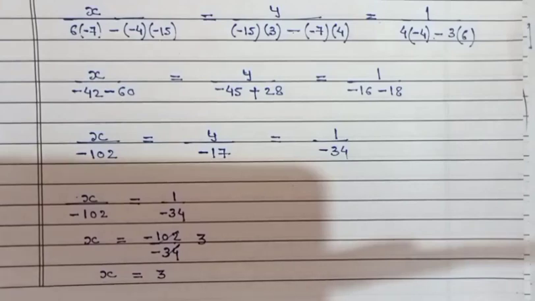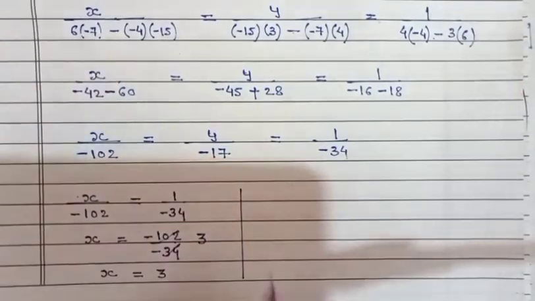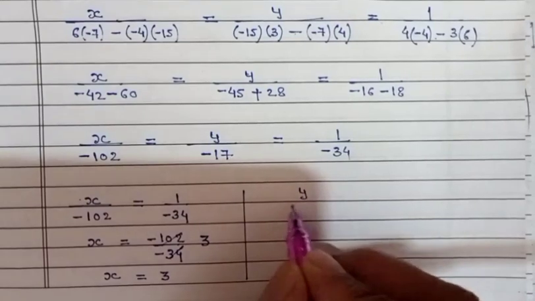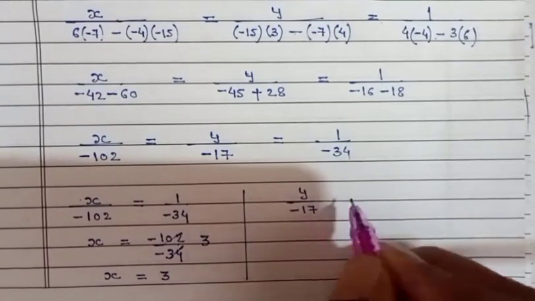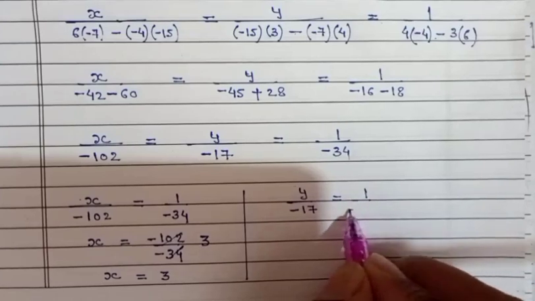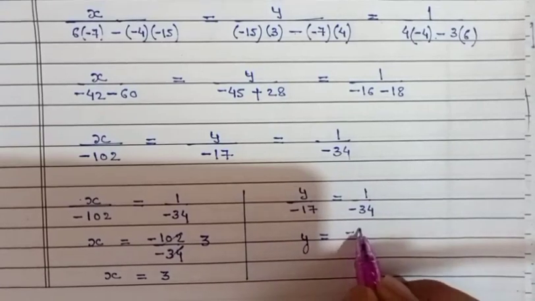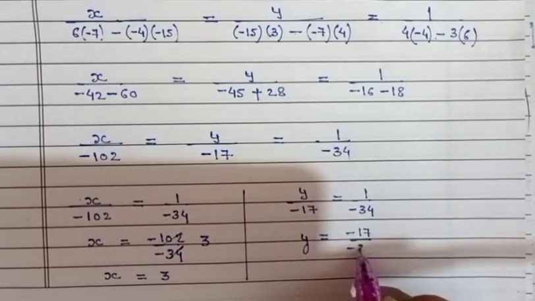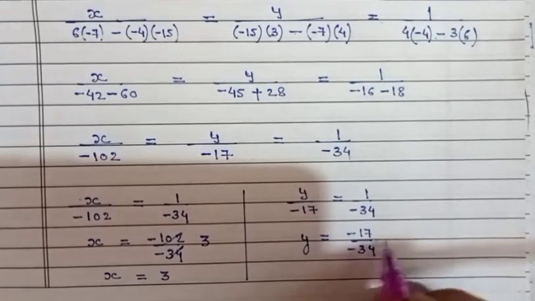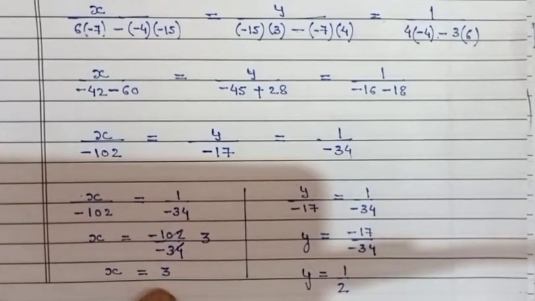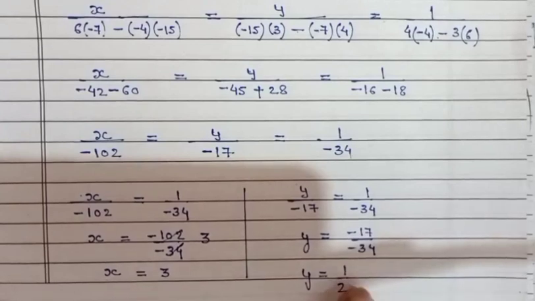Now to get value of y, we will equate these two fractions. So y upon minus 17 will be equated with 1 upon minus 34. So you will be getting y is equal to minus 17 upon minus 34. So when you reduce it, you are getting y is equal to 1 upon 2. So we have got value of x as 3 and value of y as 1 upon 2.